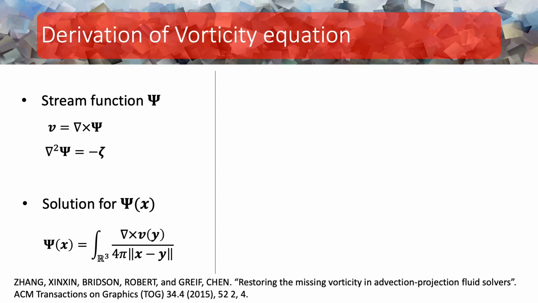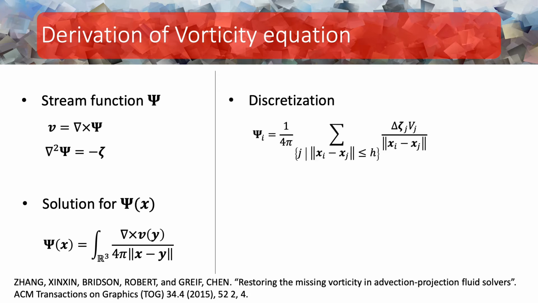The stream function at position x is computed by integrating the curl of velocity at position y over three-dimensional space. We next discretize this equation to get the stream function at the local position of particle i. Vj here stands for the volume represented by the particle with index j. Ideally, Vj should be infinitely small and all particles in the simulation domain should be considered in the summation.